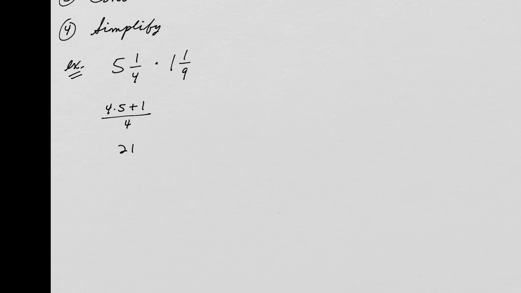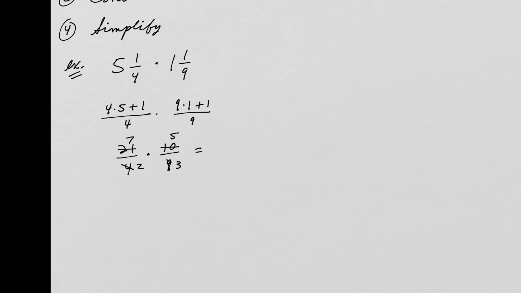So this is 21/4 times, and then for the 1 1/9, that's going to be 9 times 1 plus 1 over 9, right? So 9 plus 1 is 10. So this is 10/9. Okay, so now I multiply these two improper fractions together. Well, I can first simplify, right? If you look at 4 and 10, it looks like 2 will go into these, right? So 2 goes into the 4 twice, 2 goes into 10 5 times, and it looks like 3 will go into 9 3 times, and 3 will go into 21 7 times.